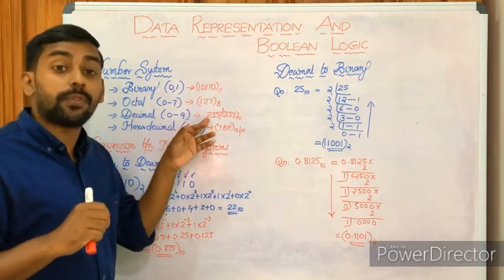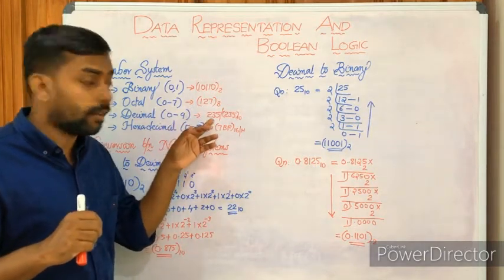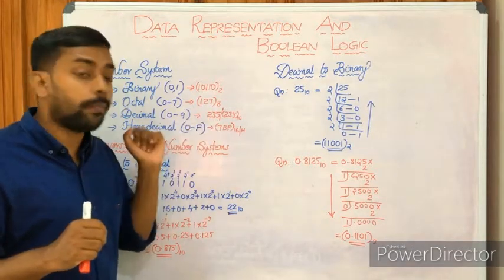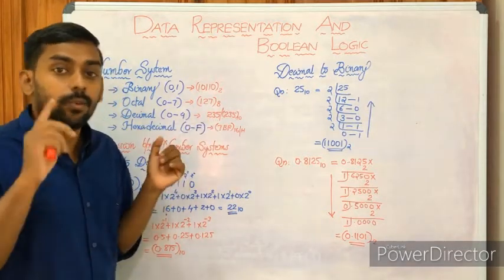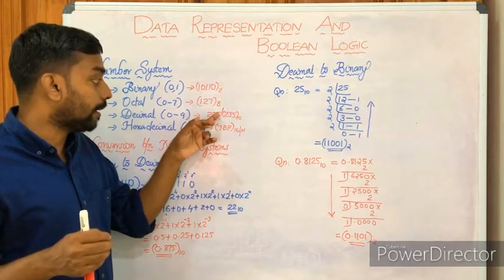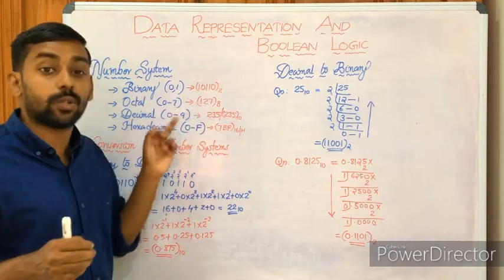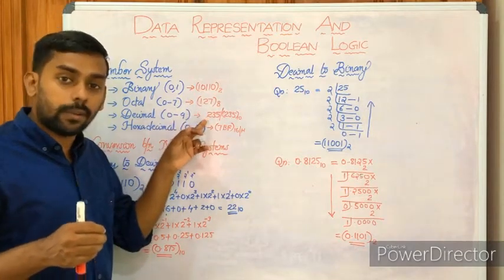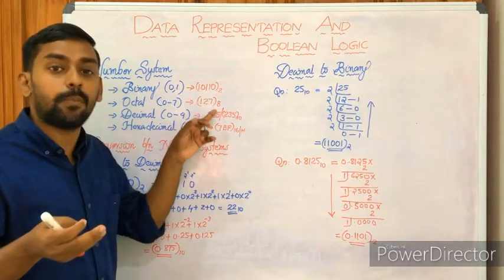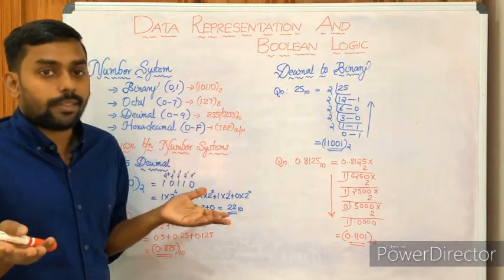What is the place value of 2? It is 100. What is the place value of 3? It is 10. And the place value of 5 is 1. How is it so? It is 10 raised to 0, 10 raised to 1, 10 raised to 2. Here, for 2, it is 10 raised to 2, that is 100. So it is 200 plus 30 plus 5, that is 235.